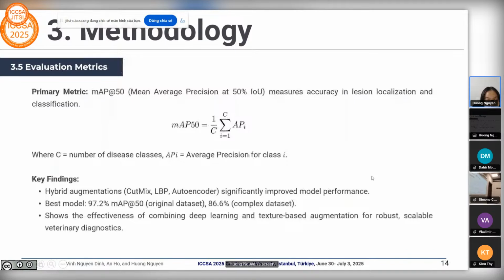cases. And in this study, we mainly evaluate our model using mAP50, or mean average precision at 50% IoU. This metric tells us how well the model can localize and classify lesions, which is really important in a disease detection task. And we compute it by taking the average precision over all disease classes. In our case, that's 9 different conditions.